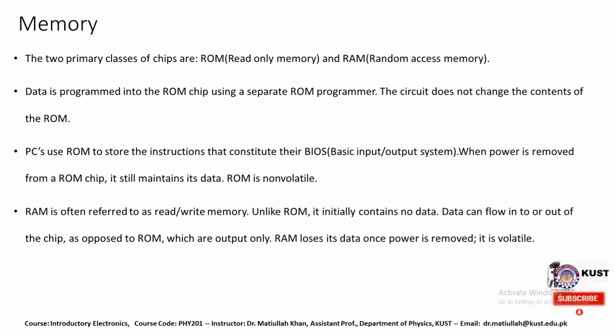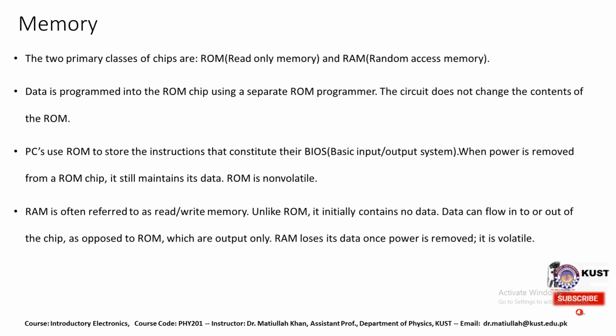Well, in case of RAM, that is the random access memory, not the read-only memory, it is different from ROM because it initially contains no data, so data can flow in or out of the chip, as opposed to ROM, which is output only. So RAM loses data once power is removed, so it is volatile.